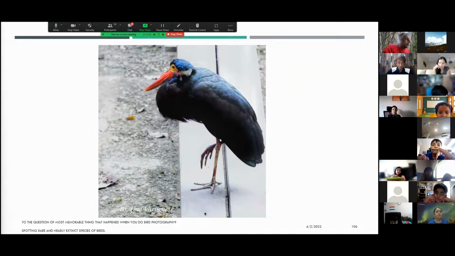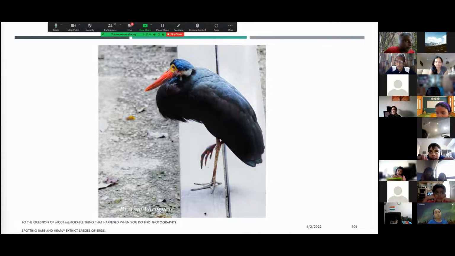So just to show you some pictures, the question that came up was, what are my most memorable shots that I took in my life, especially since I'm a bird photographer. And this is the picture of what is called a Storm's stork. This was taken in Sabah, and it's a rare bird, and it's almost extinct. You won't see this bird very often. So when I actually saw it, I was very excited.